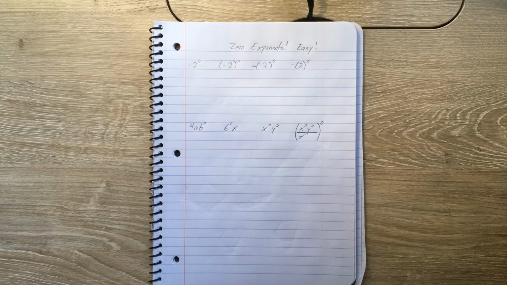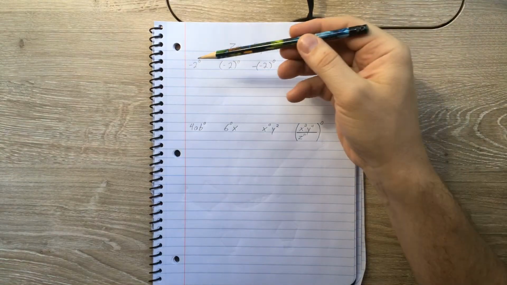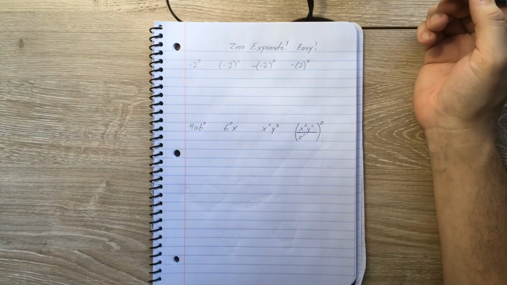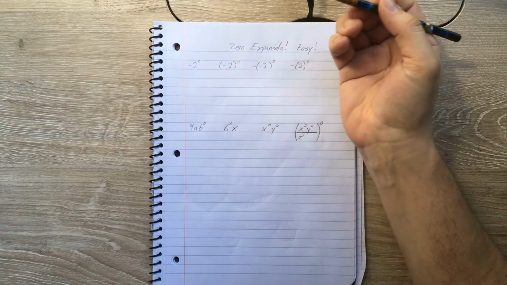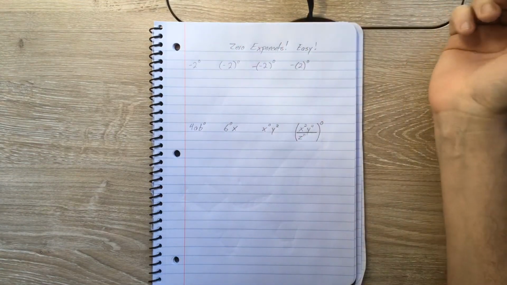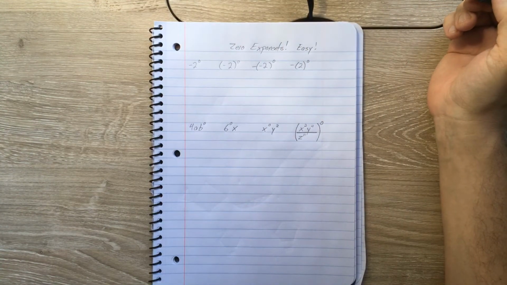Now, there are some tricky situations here because sometimes not everything that you think is being raised to the 0 power is being raised to the 0 power. For example, let's take a look at this negative 2 raised to the 0. Well, the 2, yes, it's being raised to the 0, but this negative sign is not. It is its own entity.